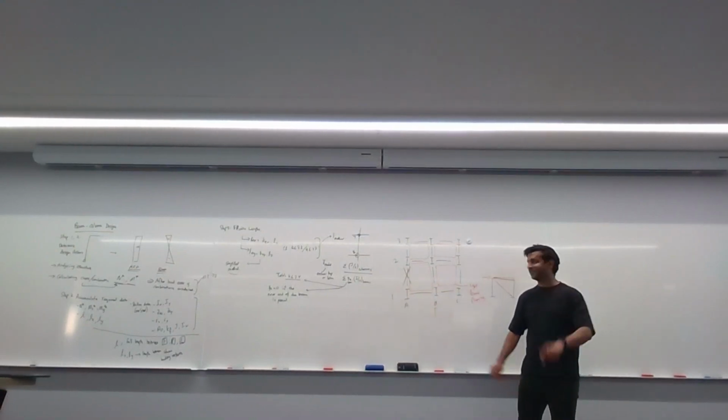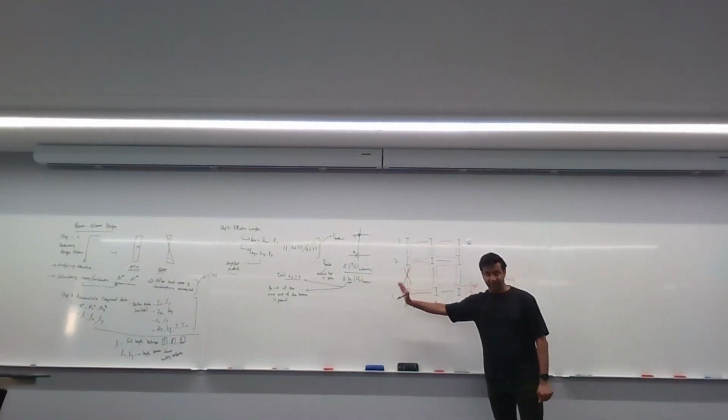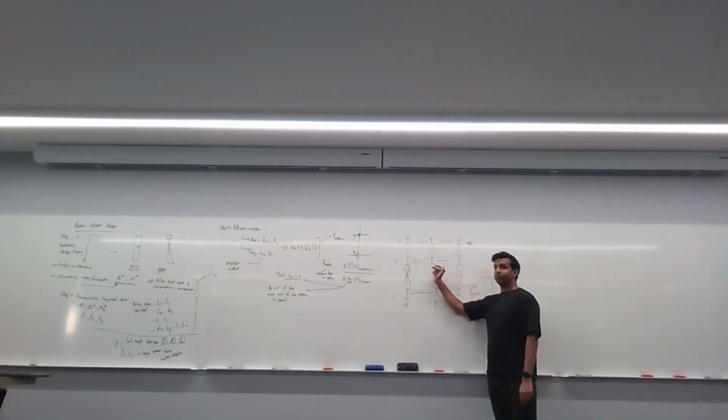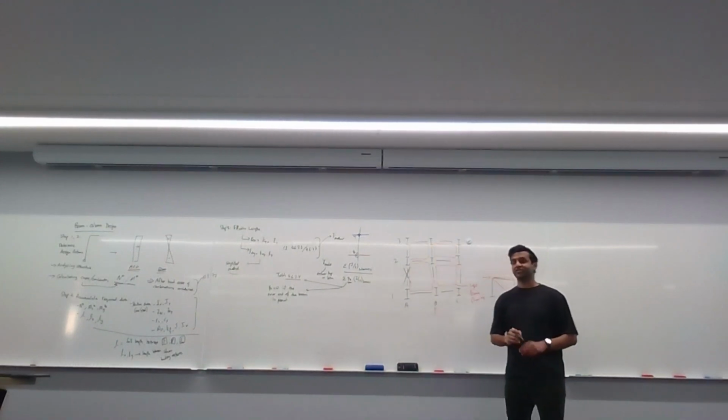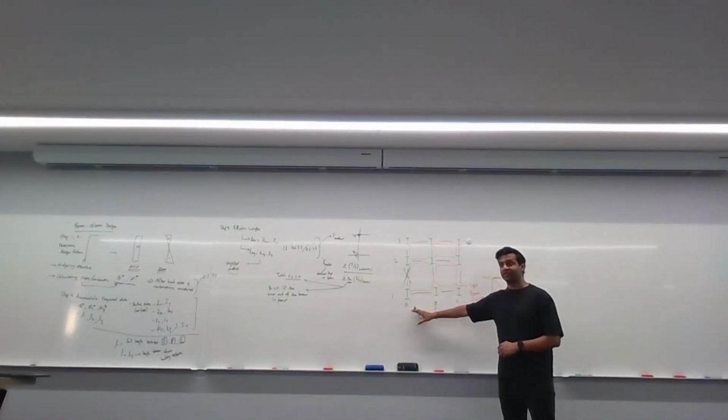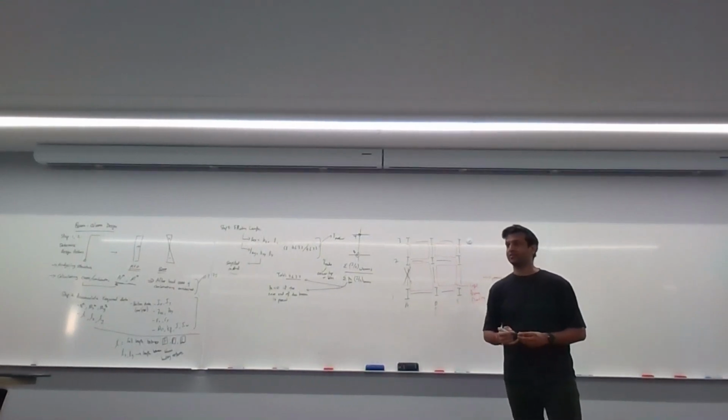So I'll ask again. Let's say frame A is braced. There's no bracing in frame B, but there is a lightweight flooring that's connecting all of this together. The question is, you already know that frame A is braced. Is frame B braced, or is it a sway frame?